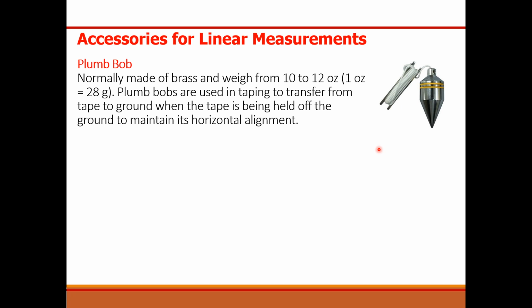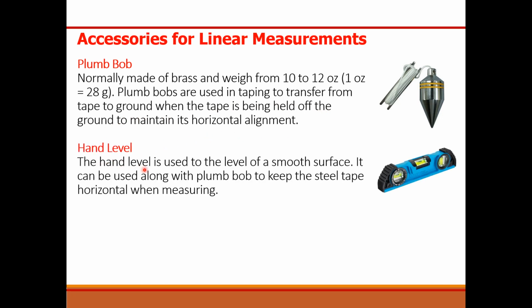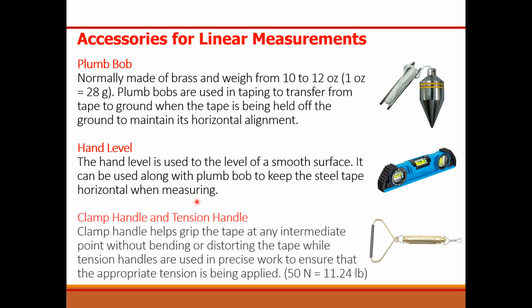Now the accessories used for linear measurements. First one is the plumb bob. It is normally made of brass and weighs from 10 to 12 oz. Plumb bobs are used in taping to transfer points from the tape to the ground when the tape is being held off the ground to maintain its horizontal alignment. The hand level is used to level a smooth surface. It can be used along with a plumb bob to keep the steel tape horizontal when measuring.